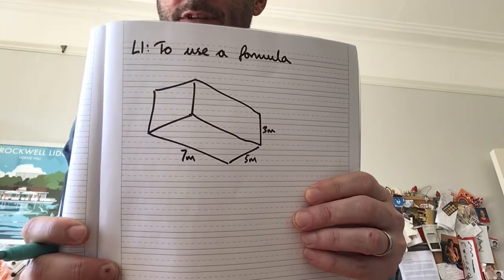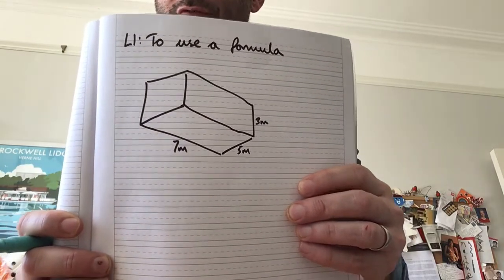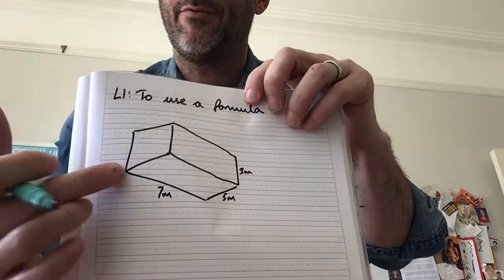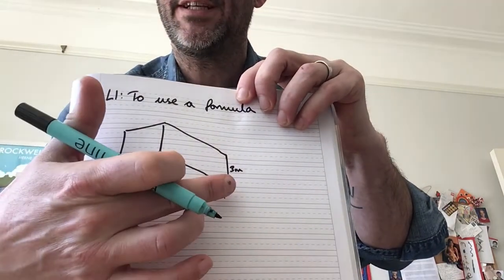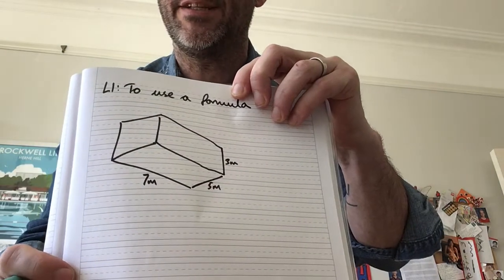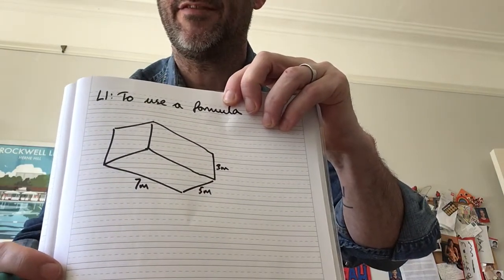And can you tell me what the volume of this particular shape is? We have a length of 7 meters, a width of 5 meters, and a height of 3 meters. Just take a second and have a little think about that.